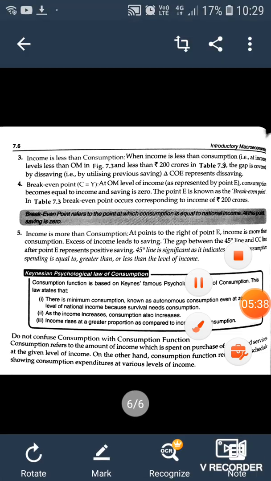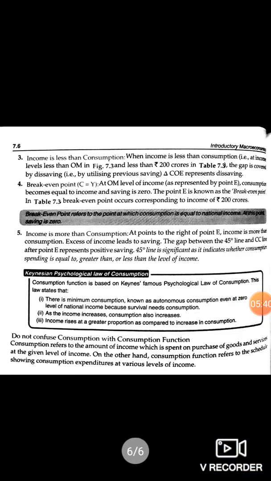So this is the topic we are through with. We are able to understand aggregate supply. We are able to understand the components, consumption and saving. We talked about the different slopes, the slope of income, the slope of consumption, and then the different stages.